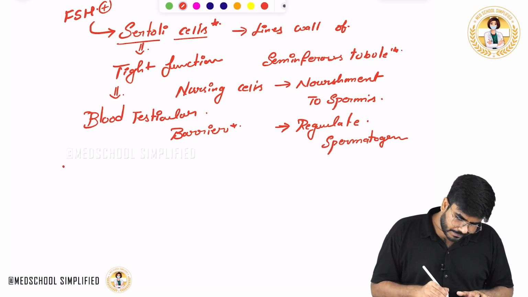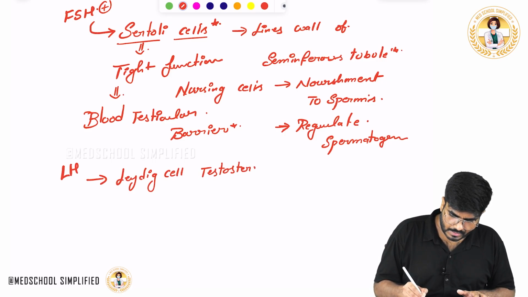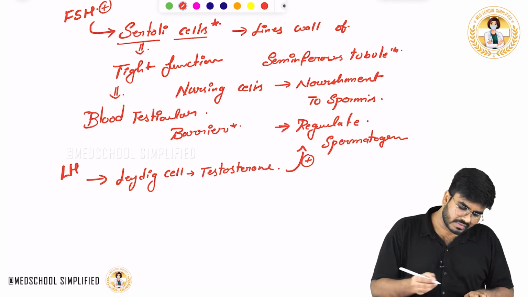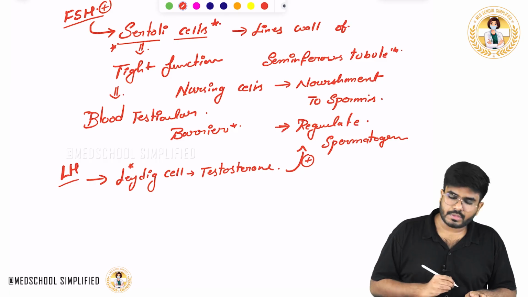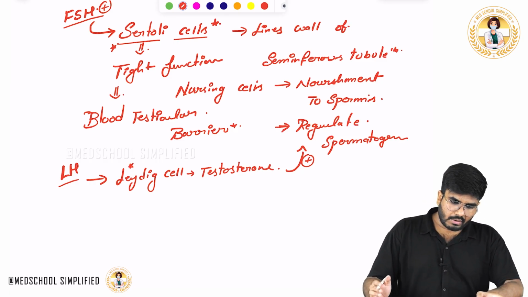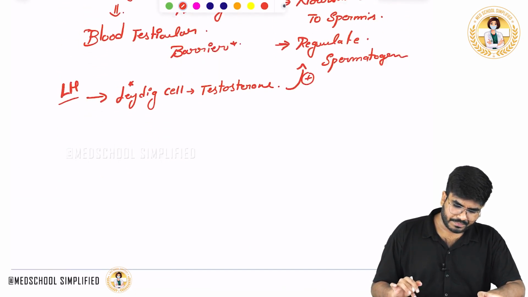And not only that, LH is going to act on the Leydig cells. The Leydig cells produce something called testosterone. This testosterone also assists the process of spermatogenesis. So for the process of spermatogenesis, you require FSH, LH, Sertoli cells, Leydig cells. All these things you have to know. Now, after this, let's discuss oogenesis.